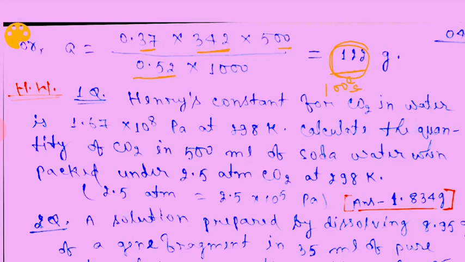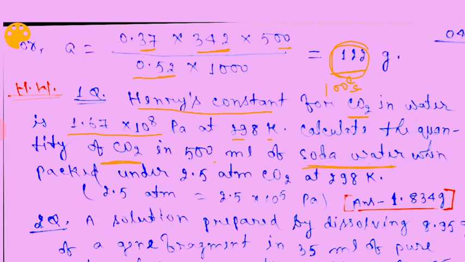Now homework. In homework you are given 4 questions and you have to solve them yourself. First question, Henry's constant, that is Kh. You have read. Henry's constant for carbon dioxide in water is 1.67 into 10 to the power 8 Pascal at 298 Kelvin. Calculate the quantity of CO2, means mass of CO2 in 500 ml of soda water.